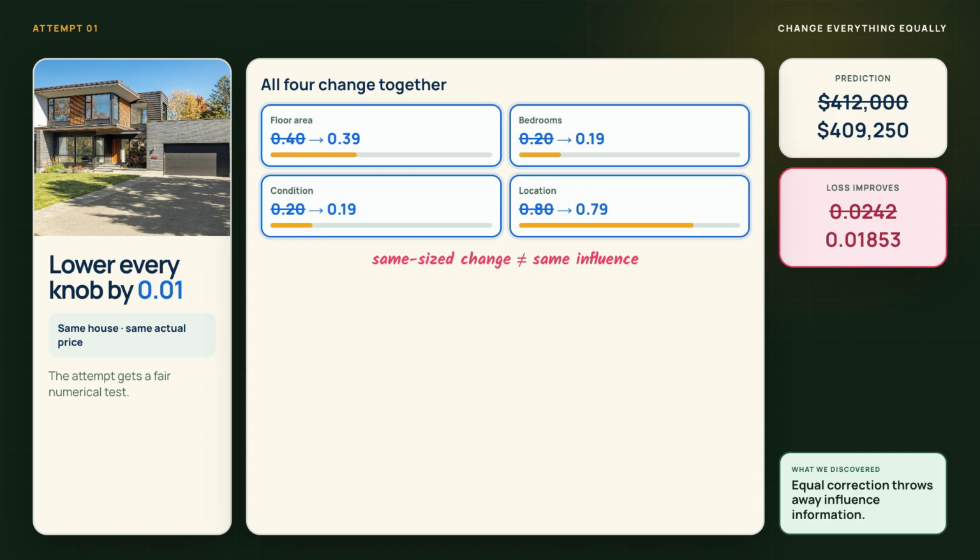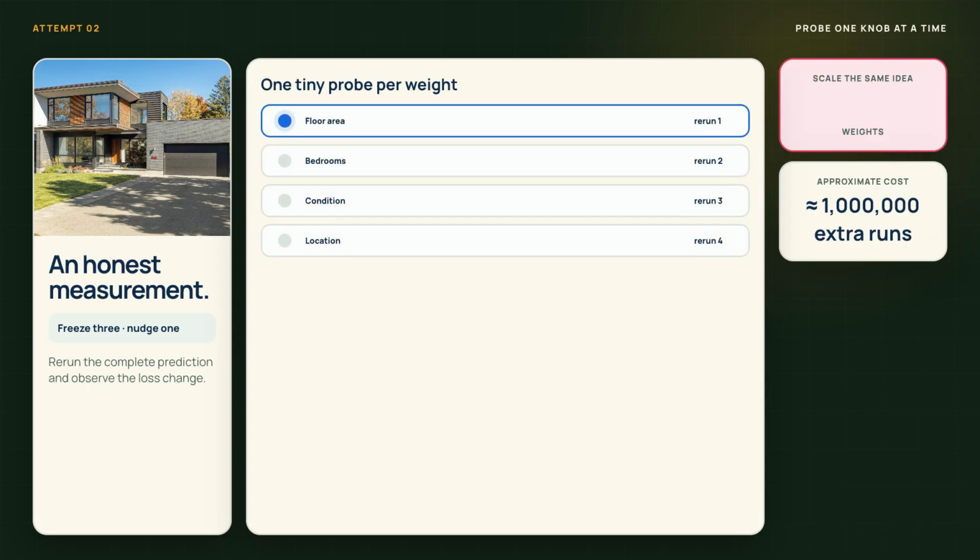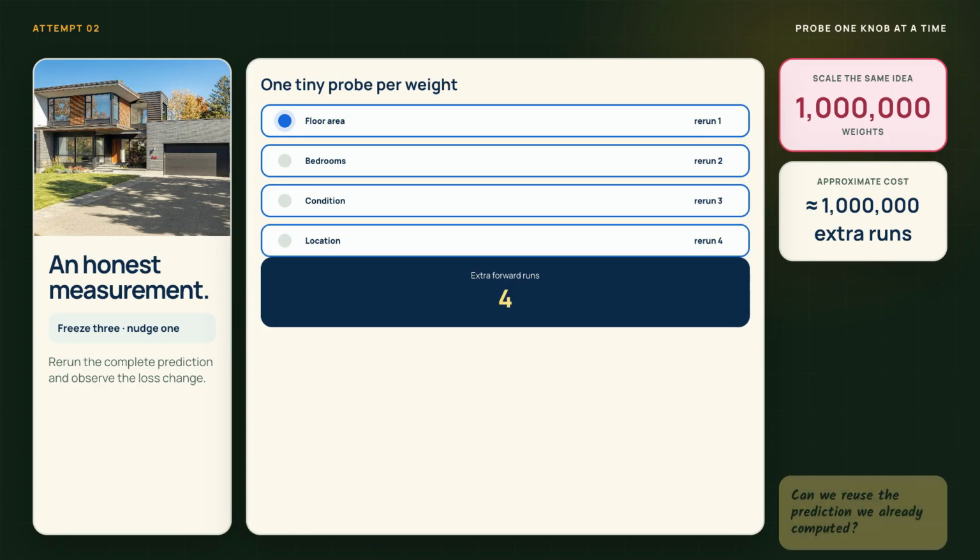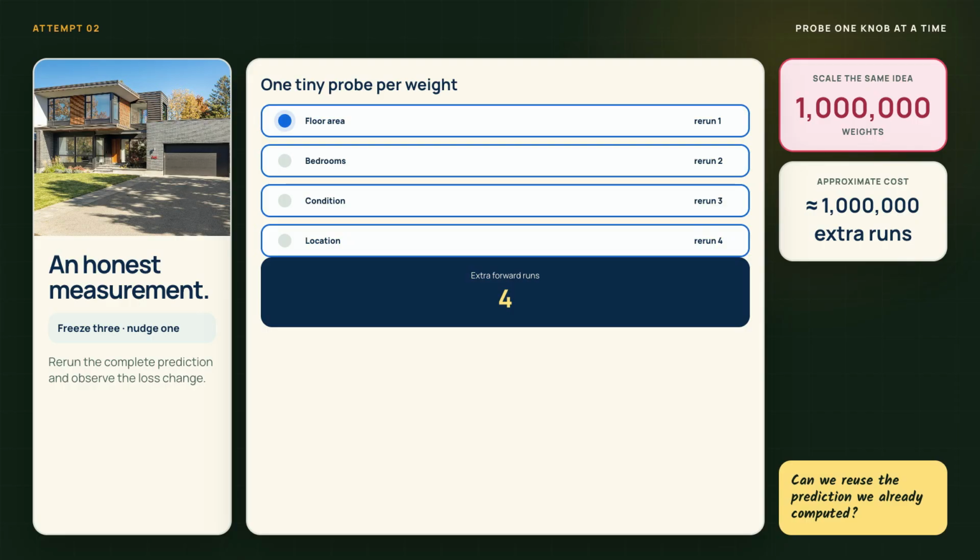If this knob changed a tiny amount, how much would the final loss change? We already know one honest way to get that clue. Freeze 3 knobs. Nudge only the floor area knob. Run the entire prediction again and measure how the loss changes. Put it back. Now, nudge only bedrooms and rerun everything. Then condition. Then location. With 4 knobs, that is tedious but possible.